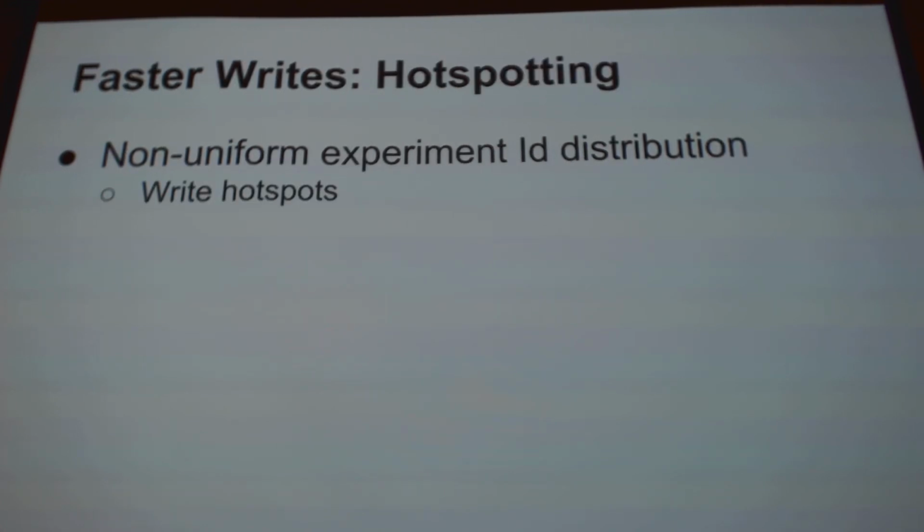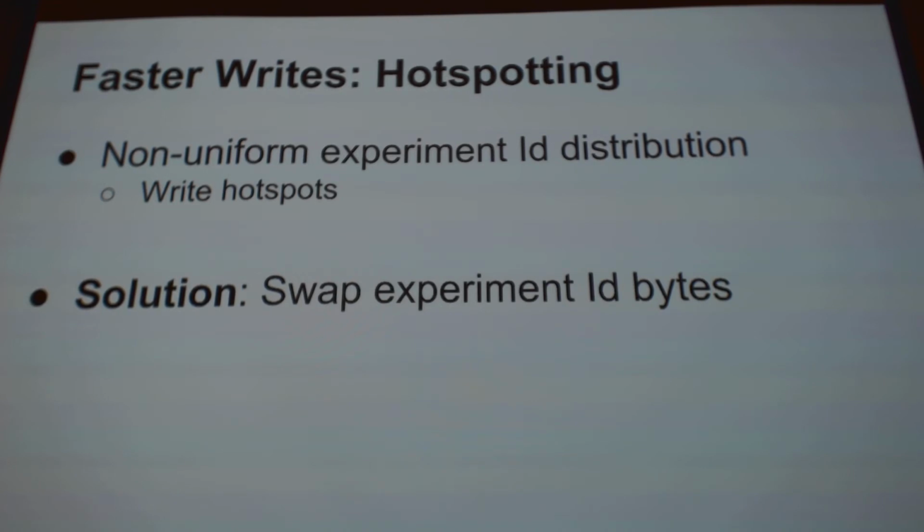The other thing we found was that when we were doing writes, most of our writes were going to a small subset of the regions. The reason for that is that our experiment ID distribution was not very uniform. Therefore, we ended up having some write hotspots. The solution we found that worked really well for us was simply to reverse the order of the experiment ID bytes, because the lower order bits were much more uniform.